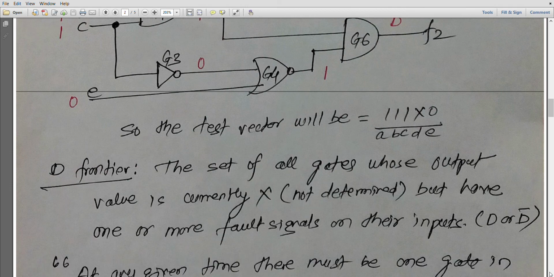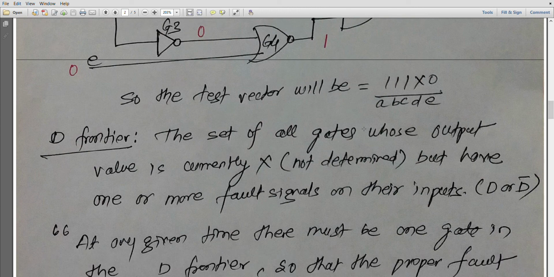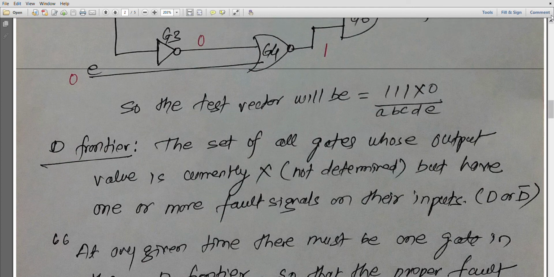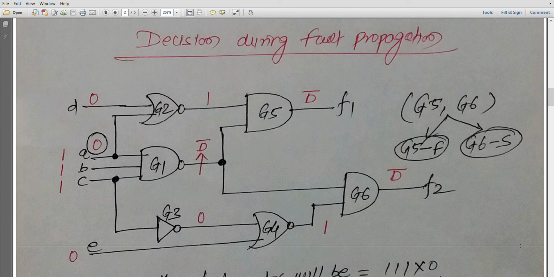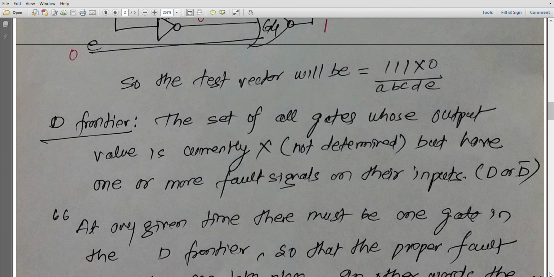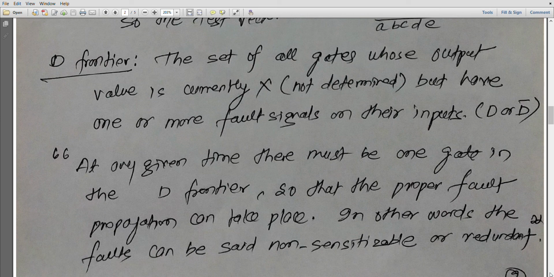So what is the D frontier? The set of all gates whose output value is currently undetermined, or we can say don't care, but have one or more fault signals on their inputs. So in this case, G5 and G6 both are considered as the D frontier because we have the faulty logic D bar over here, and we do not know F1 and F2 unless we see which path is going to give me the better test pattern generation. Then we would say that the D frontier consists of G5 and G6 in this particular case.